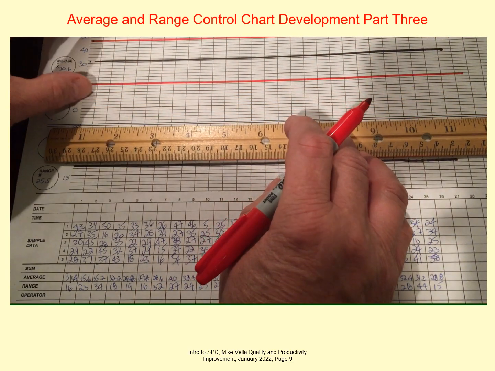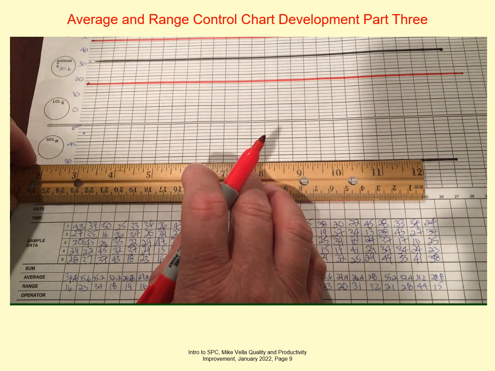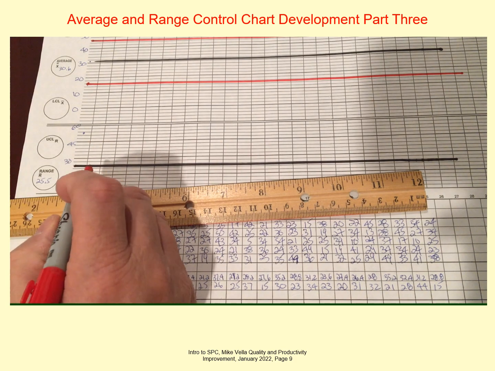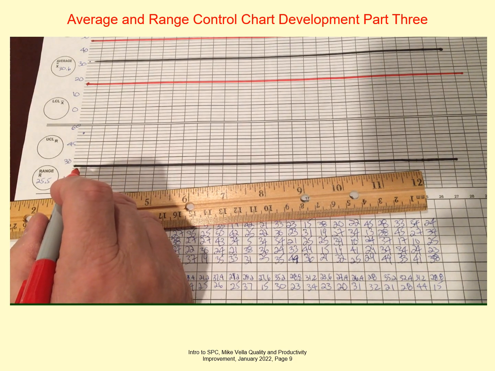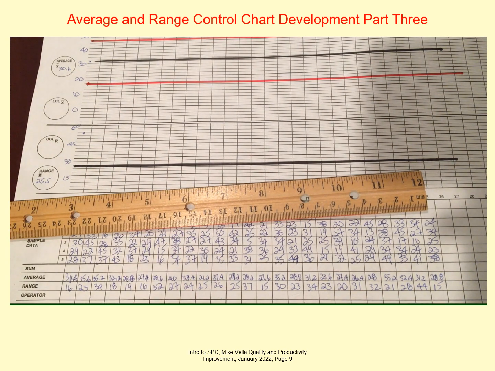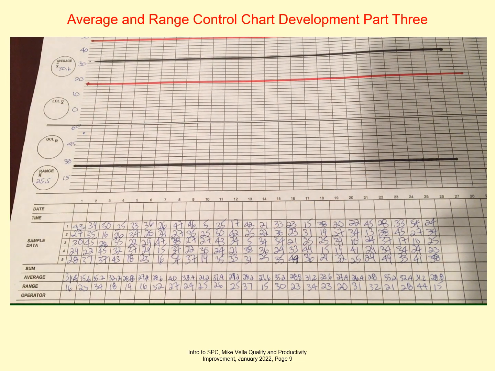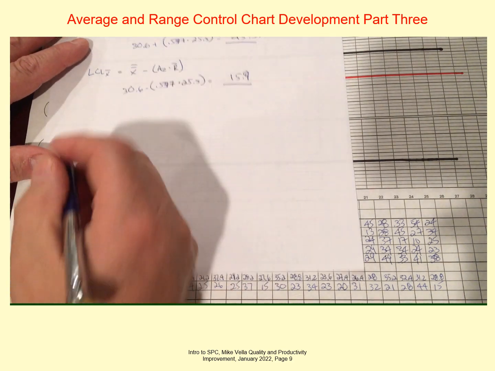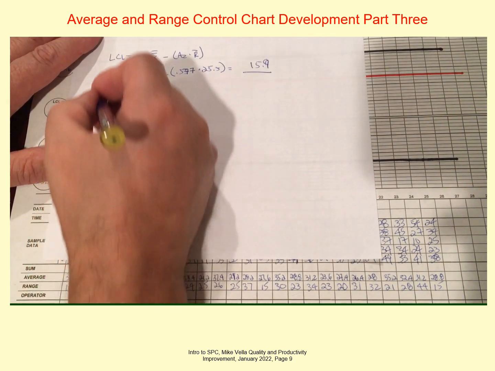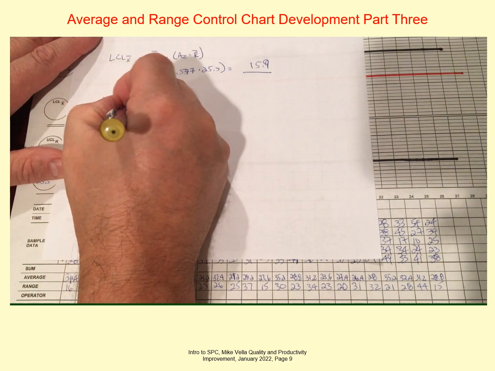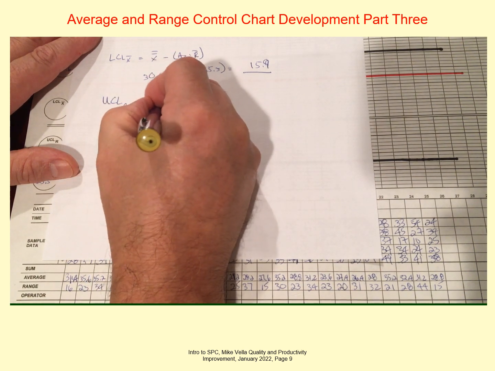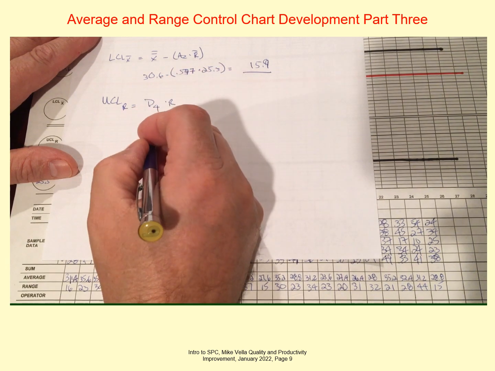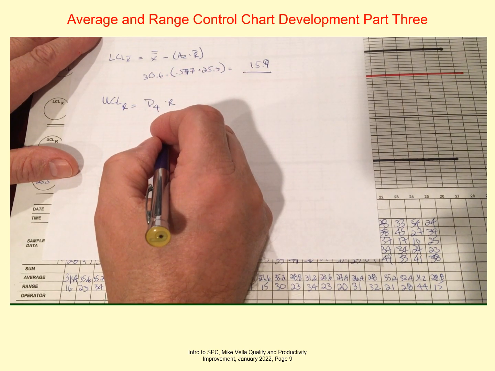So you can see that is symmetrical about the average, X double bar. And again, our average range is 25.5. So we're going to calculate the upper control limit for the range now, and the lower control limit for the range. The formula for the upper control limit for the range is D4, again, that's found in your chart, times R bar. Again, that's a function of a subgroup of 5.